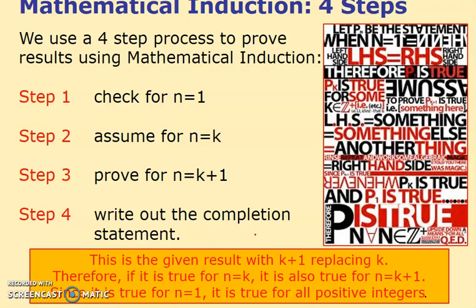You might remember this completion statement. This is the given result with k plus 1 replacing k. Therefore, if it is true for n equals k, it is also true for n equals k plus 1. Since it is true for n equals 1, it is true for all positive integers. Now, what a mouthful that is, but you are meant to learn that and know that, or at least a version of it. I don't mind if it's slightly different.